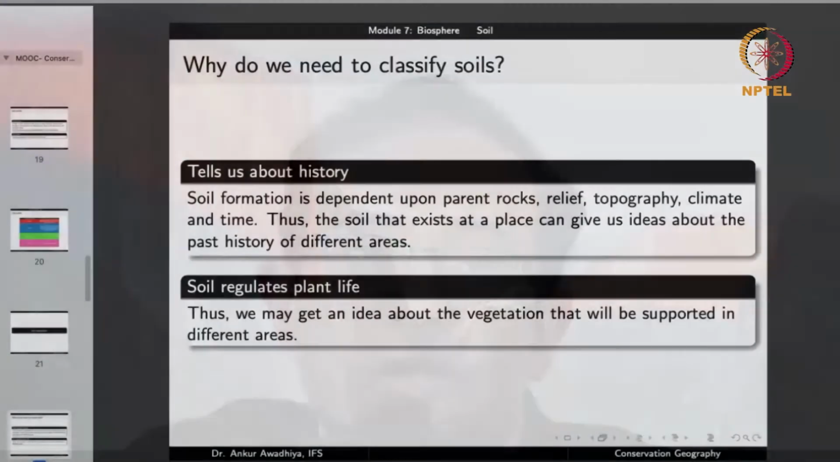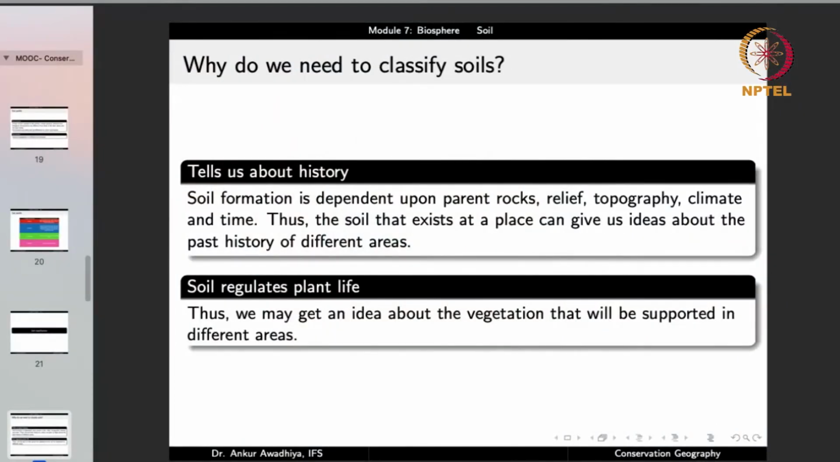What were the weathering agents? Was it weathered by air? Was it weathered by water? And what was the morphology or the geomorphology of the area? Because depending on the geomorphology, different agents of weathering would play a very different role. We can get an idea about whether this area had life or not. So soil tells us about the history of the area.